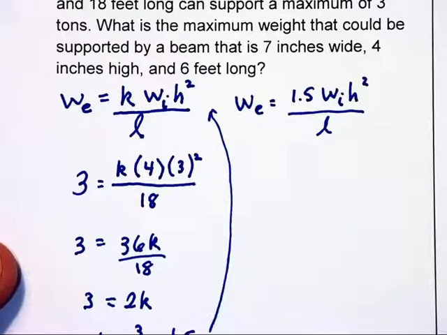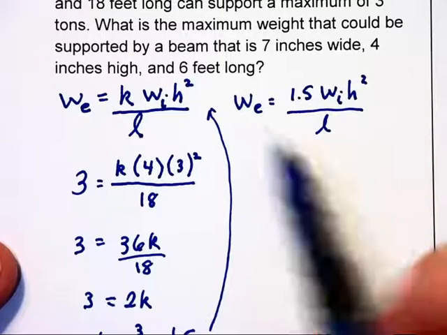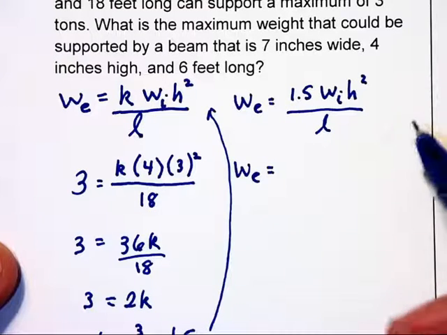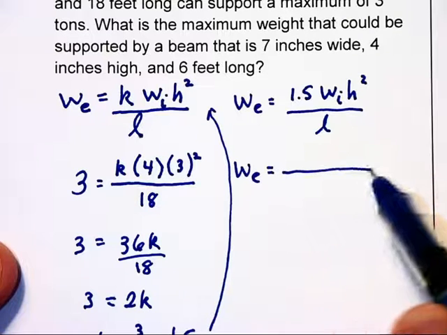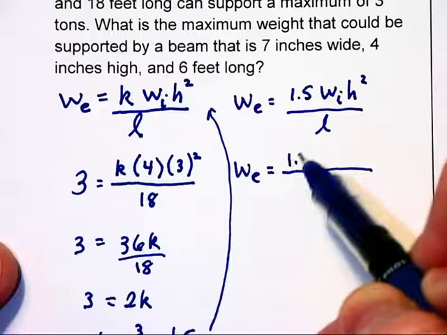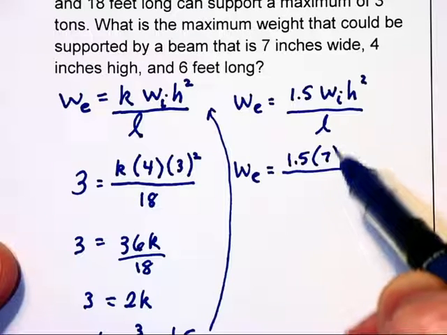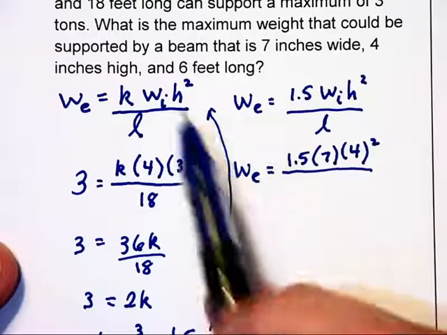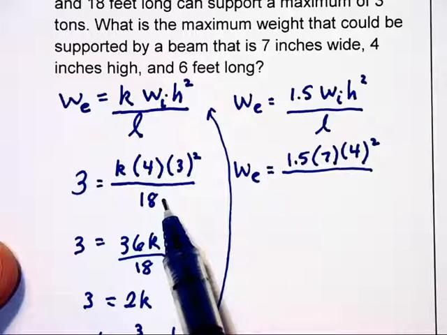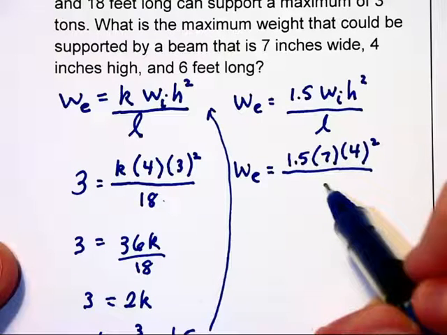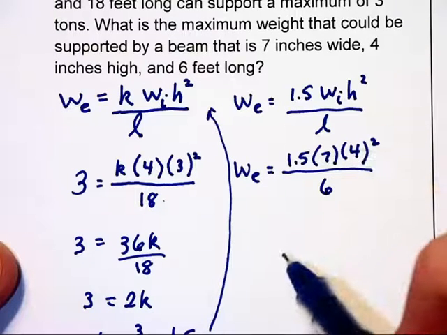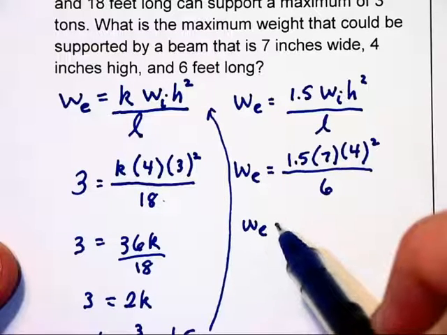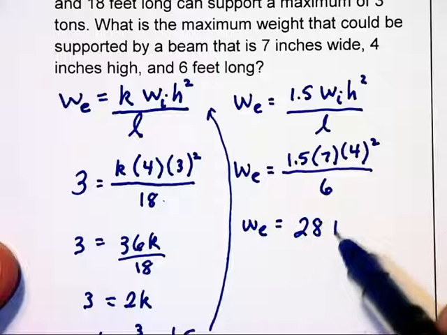Now let's read this final sentence. It says, what is the maximum weight? Okay, that's great. The left side is already isolated. That can be supported by a beam that is 7 inches wide. So here's my 1.5, 7 inches, 4 inches high. Notice I'm keeping with the 4 inches high, and 6 feet long. And we said, over on the left this was in feet, so we're sticking with feet over here. So what do we have? When you multiply this all out and divide by 6, the weight is going to equal 28 tons.